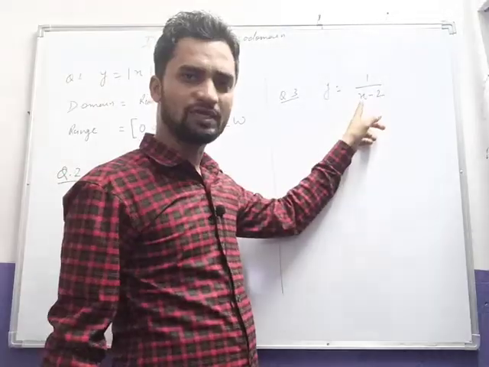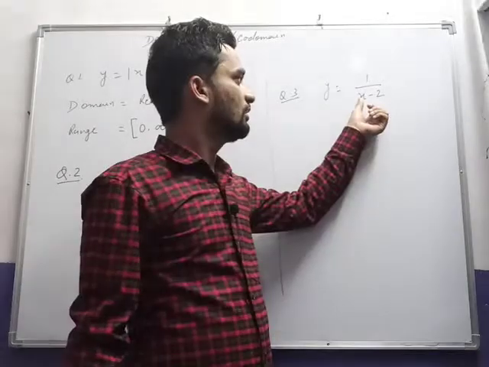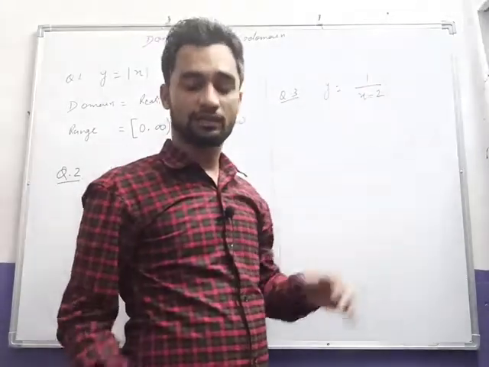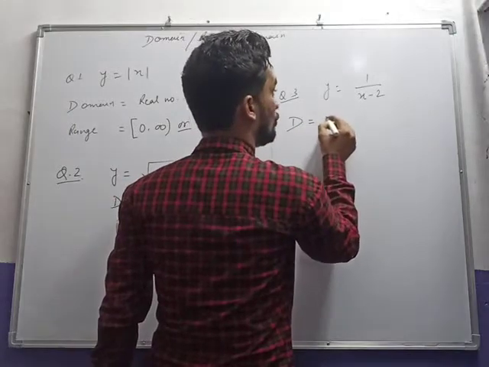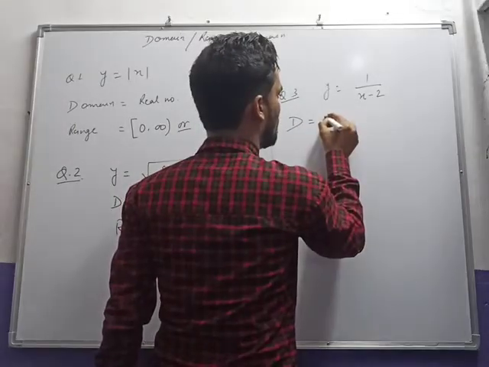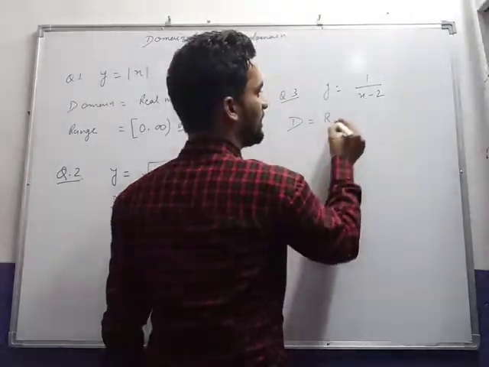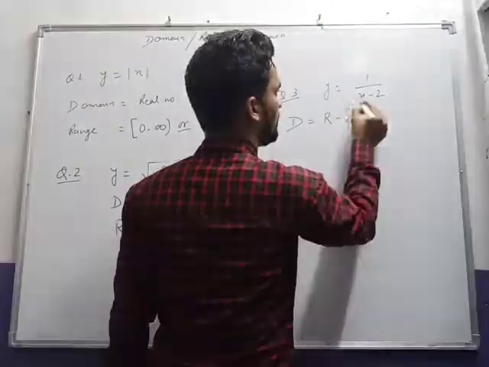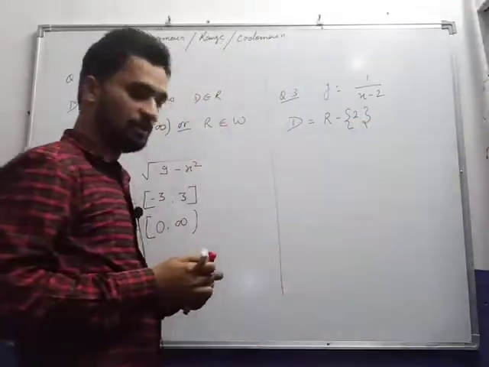If we take -1, then -1 - 2 is -3, that is defined. Any other number we can take. So what will be the domain? Domain will be all real numbers, but only +2 we are not allowed to take.